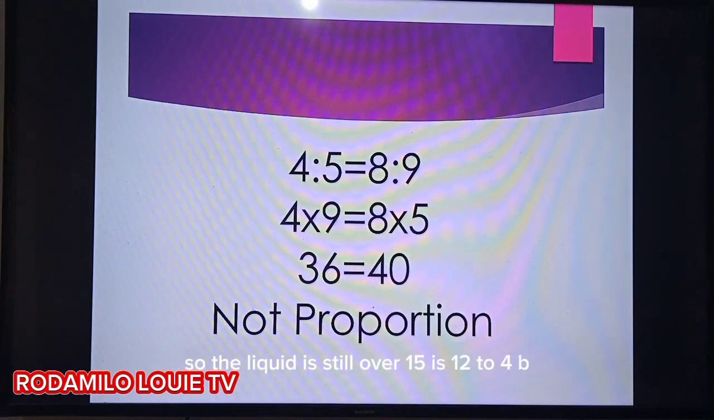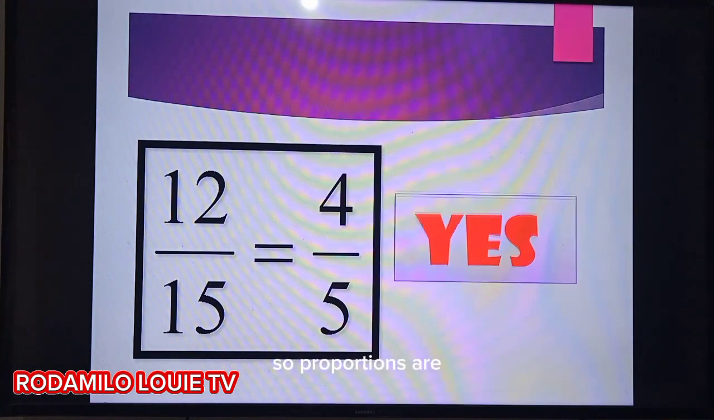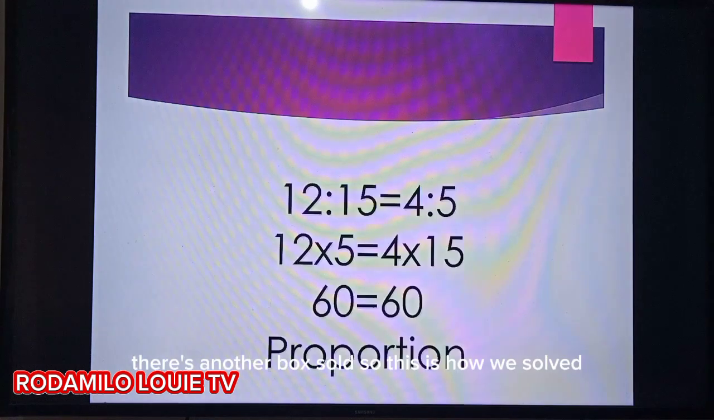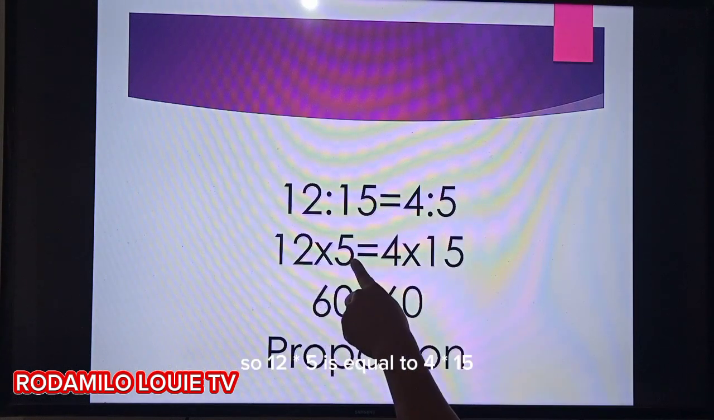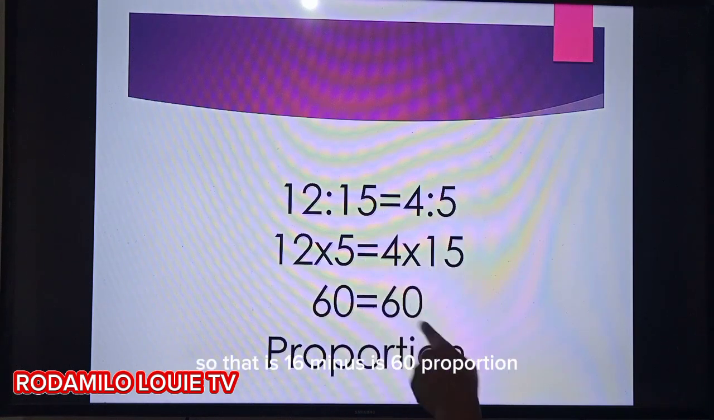Next is 12 over 15 is equal to 4 fifths. So proportion. This is how we solve: 12 is to 15 is equal to 4 is to 5. So 12 times 5 is equal to 4 times 15. That is 60, and this is 60. Proportion.